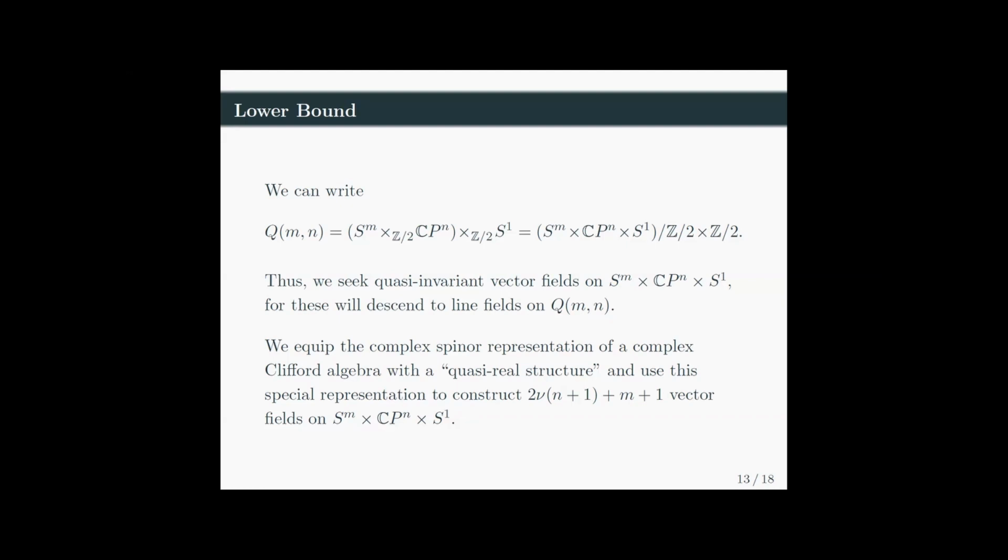So we use a complex Clifford algebra, and we use the complex spinor representation of it, if you know what that is. And on this representation we put something that we're calling a quasi-real structure. Just for people who know or care about this, if you've got a complex representation, what we're calling a quasi-real structure is an R-linear and C-antilinear self-map of the vector space, which squares to the identity and commutes up to sign with the module structure.